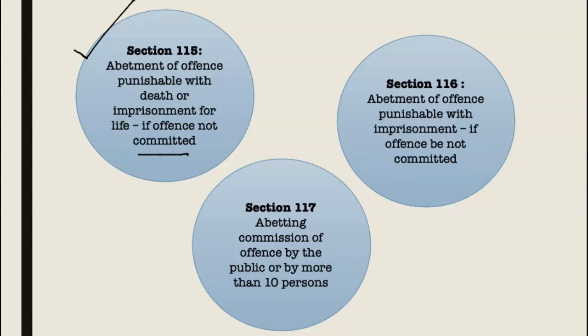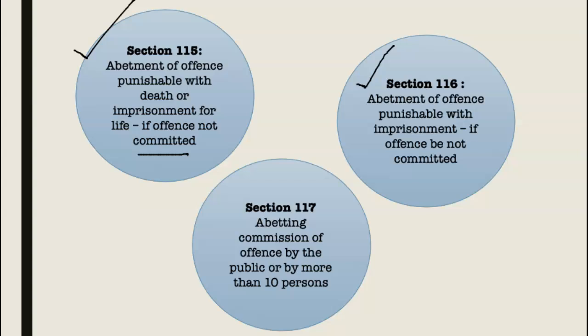Whoever abets the commission of an offence punishable with death or imprisonment for life shall, if the offence has not been committed in consequence of the abetment, and no express provision is made by this code for the punishment of such abetment, be punished with imprisonment of either description for a term which may extend to 7 years and shall also be liable for fine. So the period of imprisonment is 7 years.